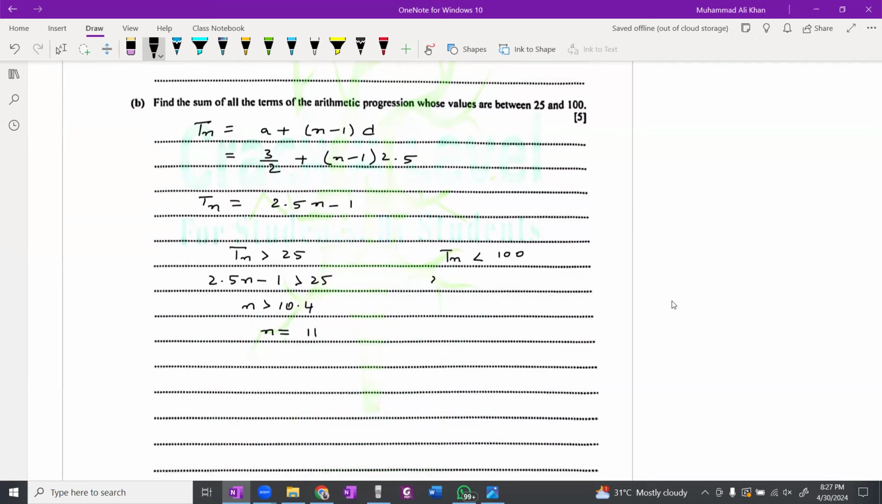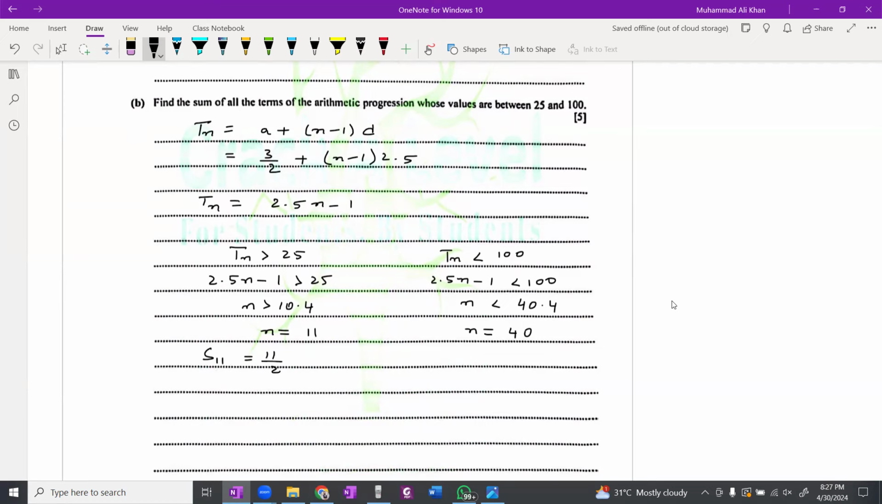And here, 2.5n minus 1 is less than 100. According to this, n is less than 40.4. So therefore, the value of n is 40. So now, calculate the sum up to the 11th term.